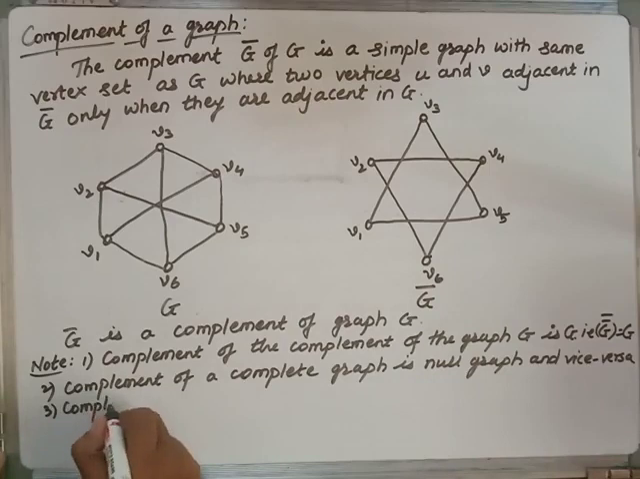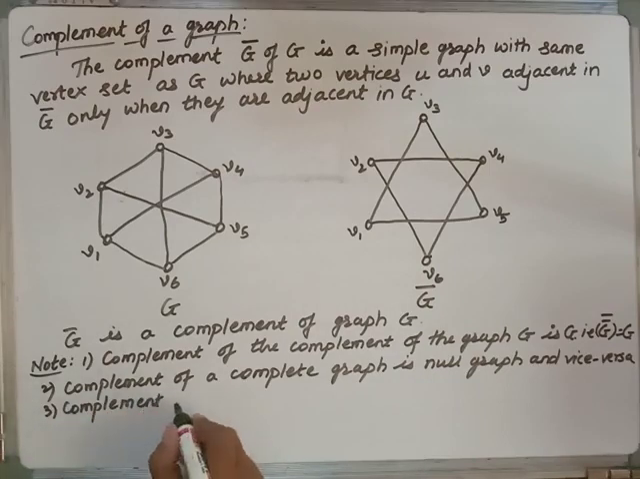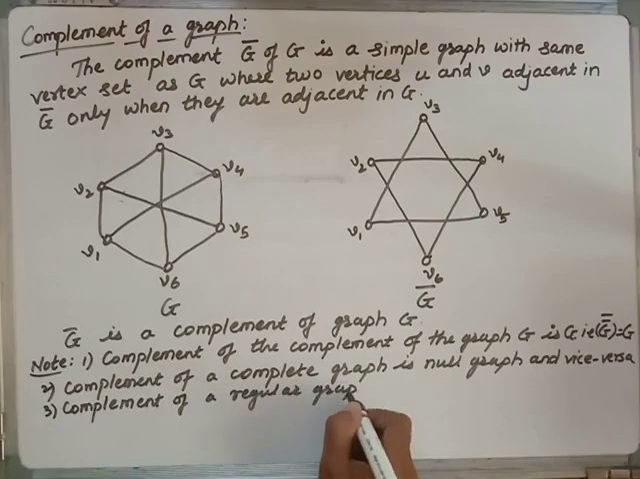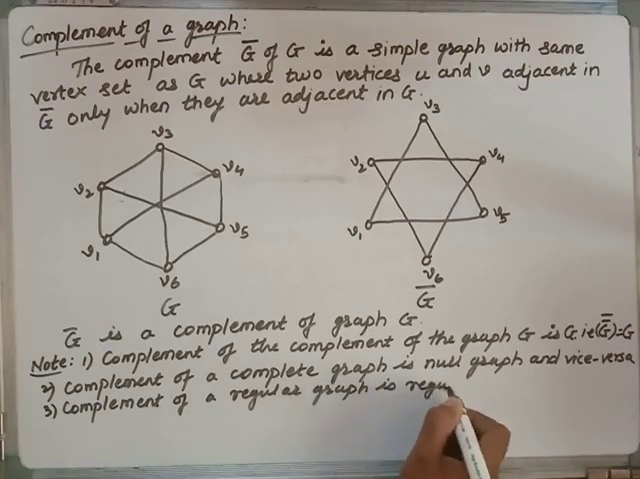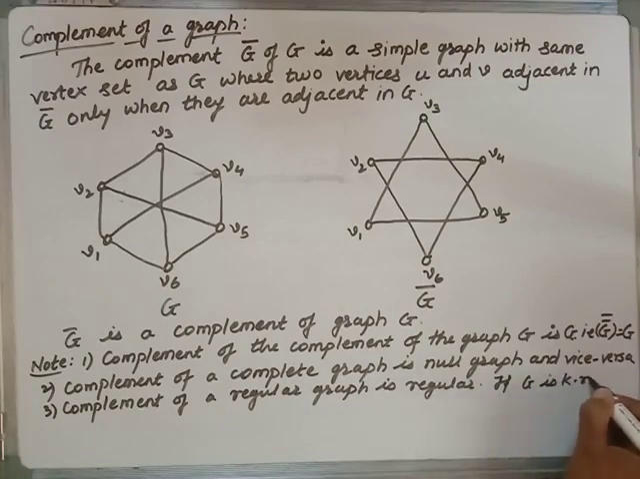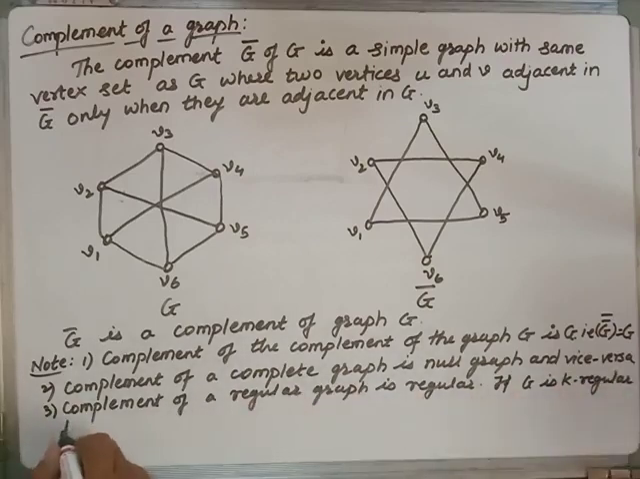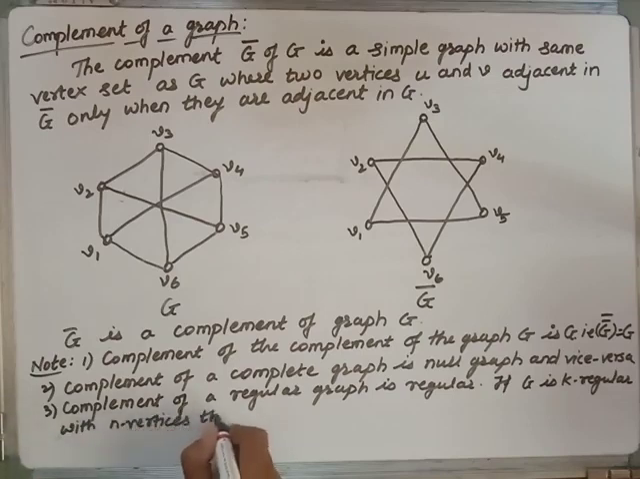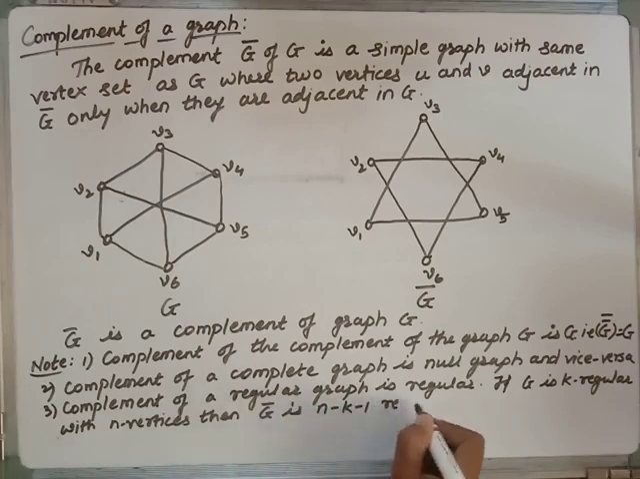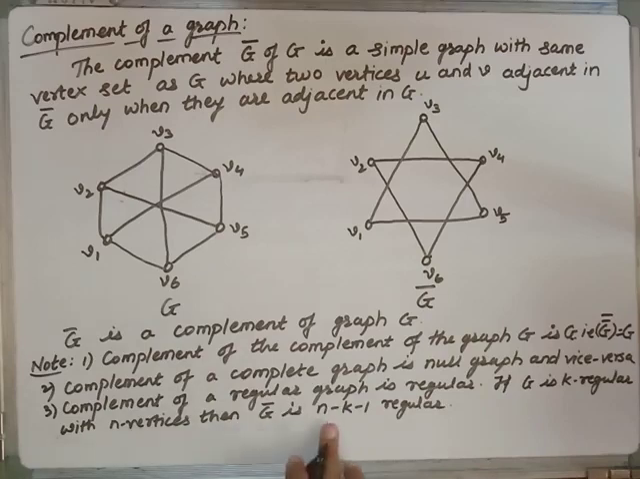Third, the complement of a regular graph is regular. If G is K regular, suppose with n vertices, then G bar, means its complement, is n minus K minus 1 regular. That's the degree of that one, right?